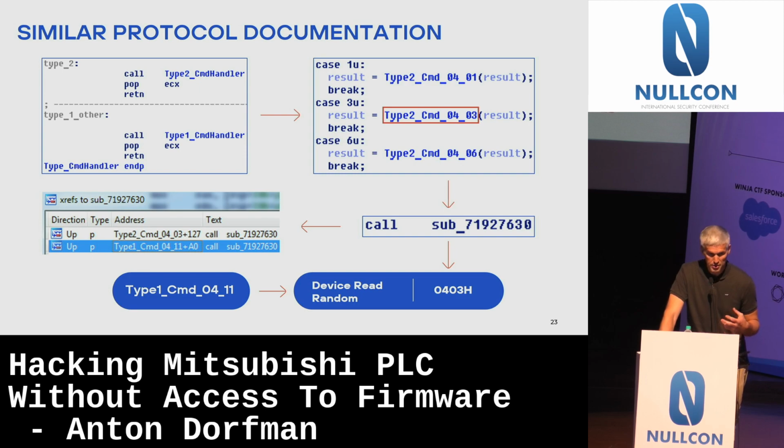And it's actually device read random. And this handler calls some function with a stub, with some dummy name. And if we look through the cross-reference to that function, we can find that the command from another type of protocol also calls it. So for our protocol, the device read random is 0411. In this way, we just identified all commands inside the simulator.